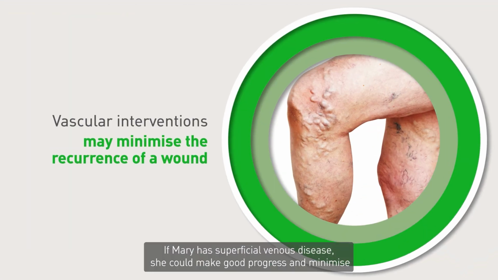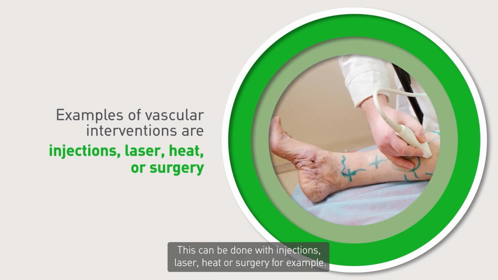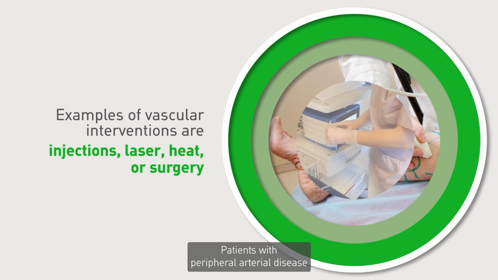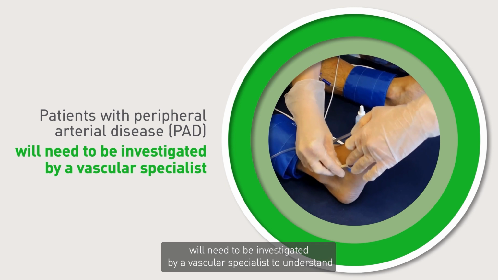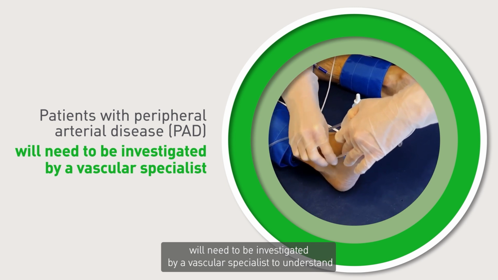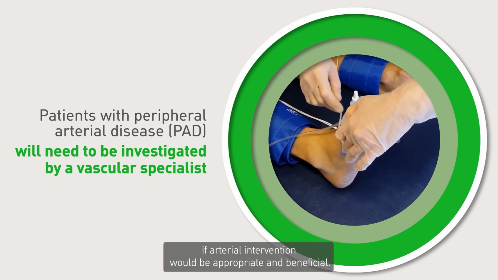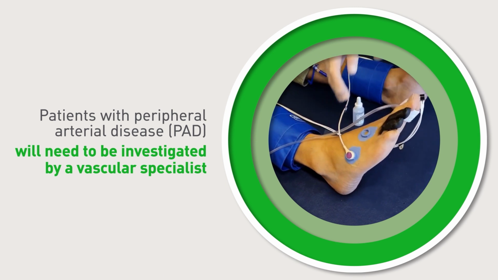If Mary has superficial venous disease, she could make good progress and minimize the reoccurrence of her wound if she undergoes vascular interventions. This can be done with injections, laser, heat, or surgery, for example. Patients with peripheral arterial disease will need to be investigated by a vascular specialist to understand if arterial intervention would be appropriate and beneficial.